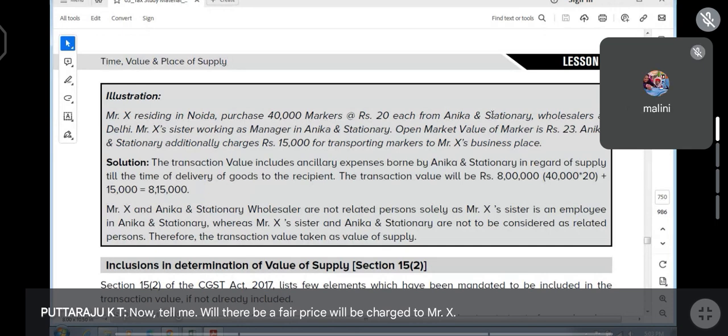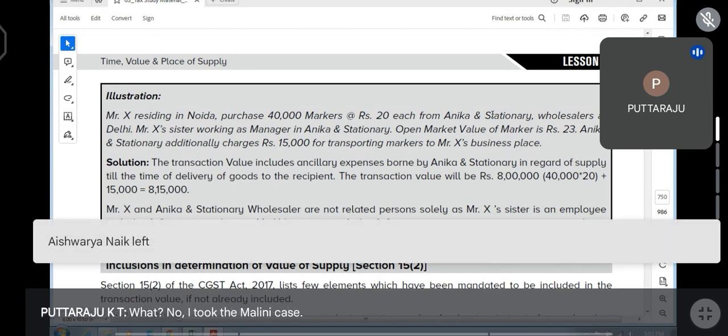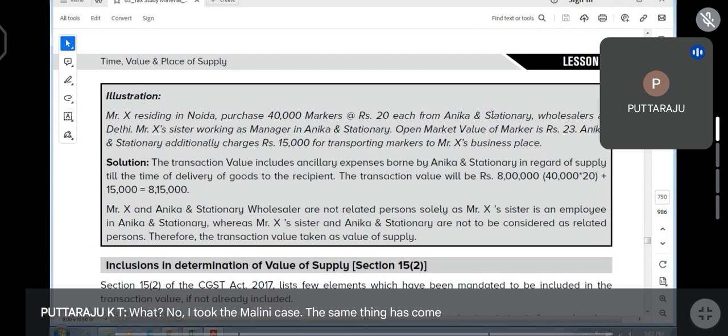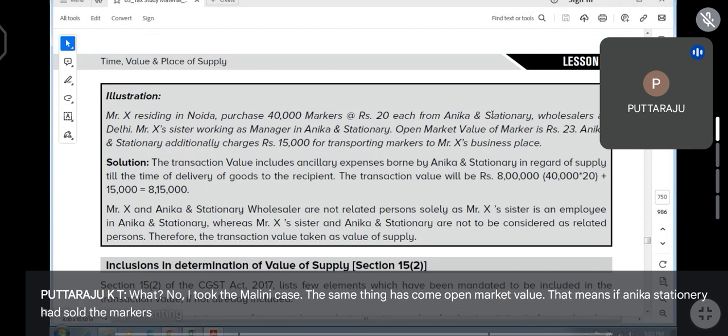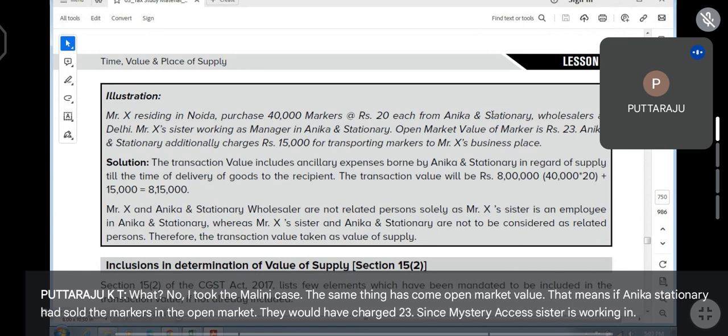No, sir. I took the Malini case. The same thing has come. Open market value. That means if Anika Stationery had sold the markers in the open market, they would have charged 23. Since Mr. X's sister is working in Anika, they are charging 20.